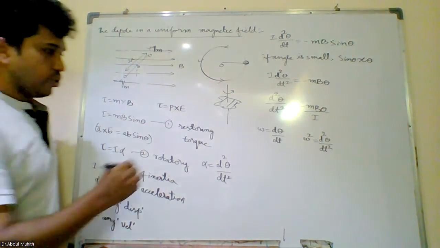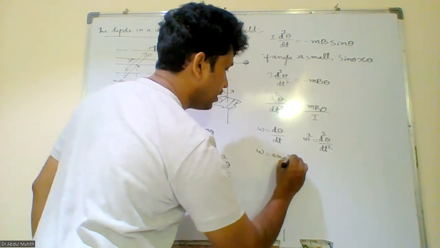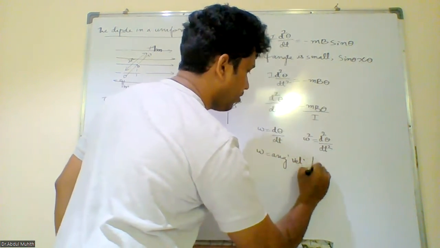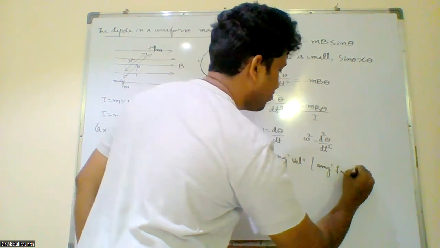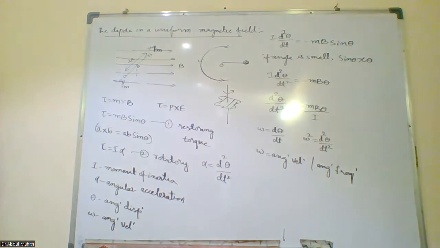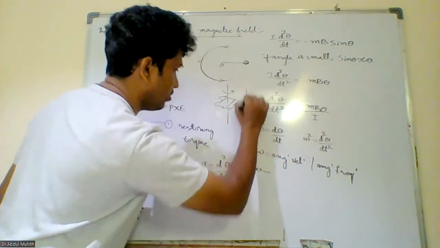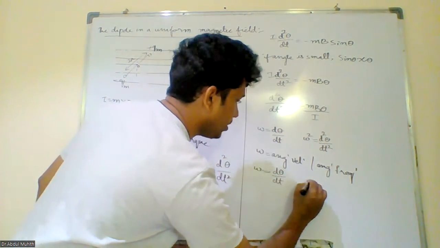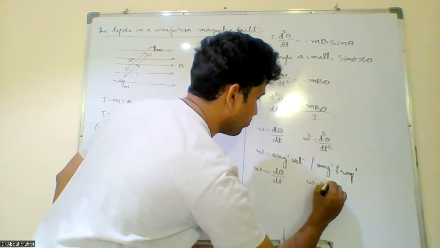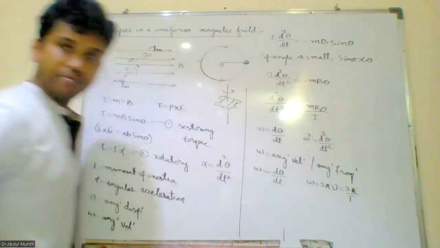So now, and one more thing, what is omega? In some books, they say angular velocity. In some books, they say angular frequency. I say both of them are the same. Do you agree? Angular velocity formula is omega is equal to d theta by dt. Angular frequency formula is 2 pi nu or 2 pi by T. But I say it is the same.